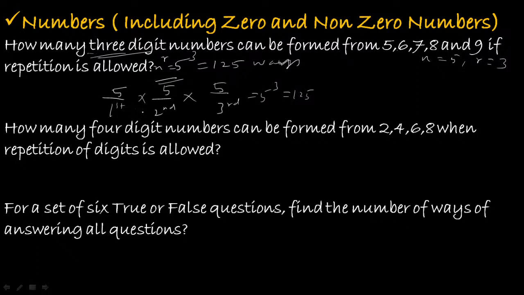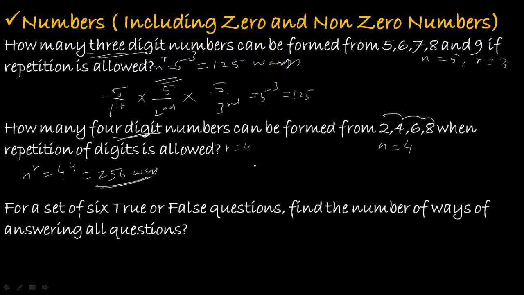Now, how many 4-digit numbers can be formed from 2, 4, 6, 8 when repetition of digits is allowed? Here also it is a problem involving non-zero numbers. So, you are going to form a 4-digit number, which means here n is equal to 4 and r is equal to 4. By making use of the formula n power r, that is 4 power 4, which is 256 ways.